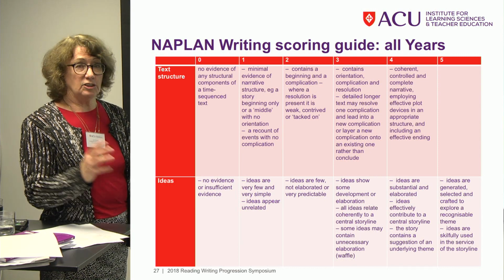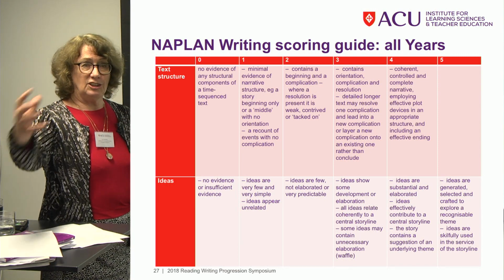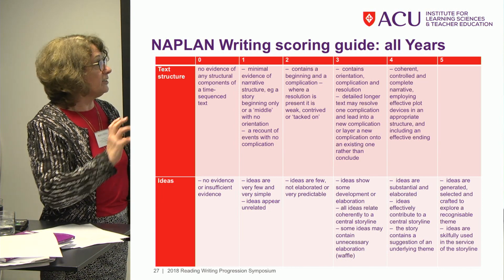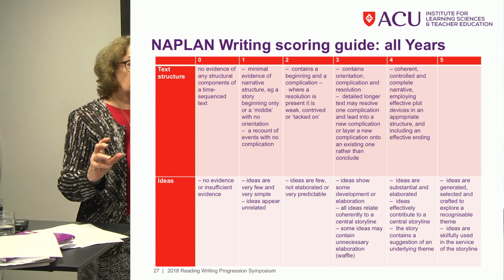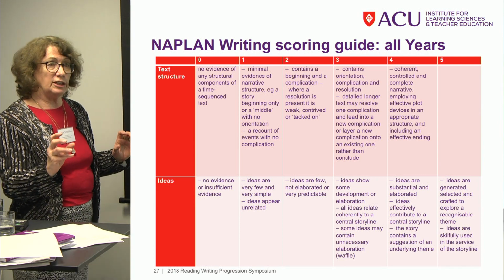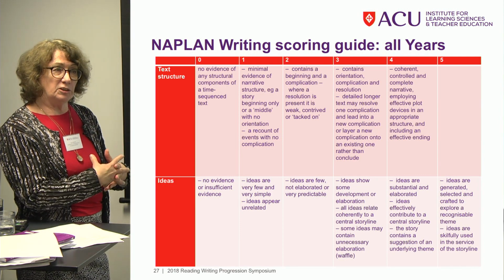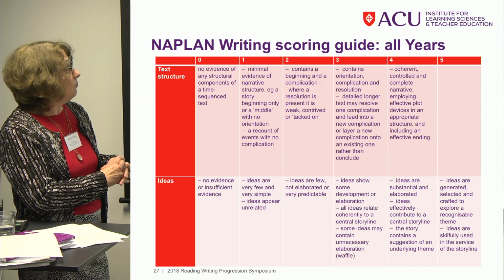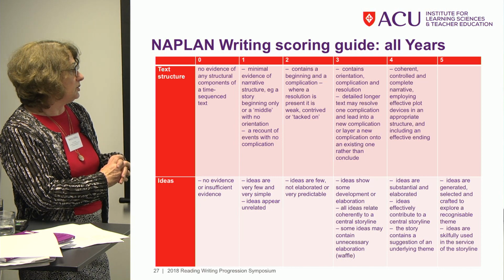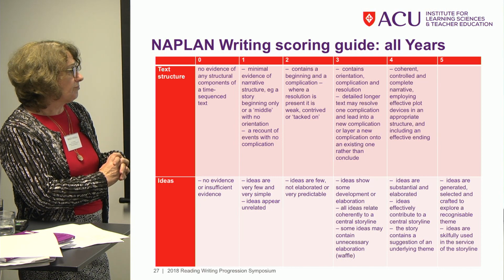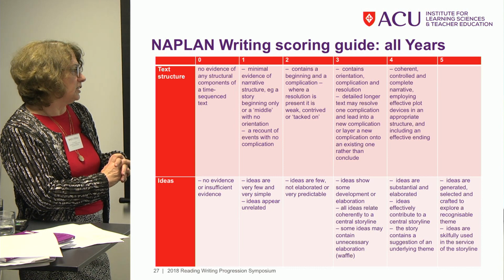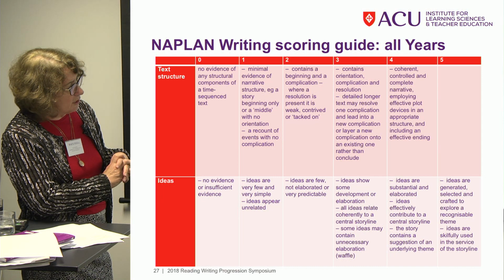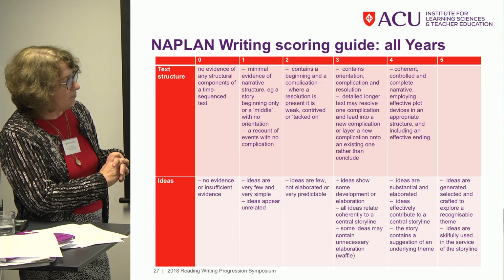So it's a fairly contracted range to cover years 3 to 9 as a learning progression. And I look at that and I think in context, so I don't have the answers for you because I don't know how all of these different progressions actually merge together. That'll take a little bit more analysis, which I think I would like to do. And then if we look at ideas, we go from 1, ideas are very few and very simple, 2 is predictable, up to level 5, ideas are generated, selected and crafted to explore a recognisable theme.